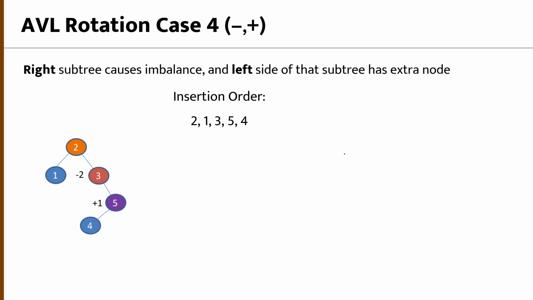Now let's look at a similar problem once again. So the last thing we inserted was a 4. 4 has a balance factor of 0. 5 has a balance factor of 1 because there's one thing in its left subtree. And then 3 has a balance factor of -2 because it has nothing in its left subtree, and then it has 2 elements in its right subtree.